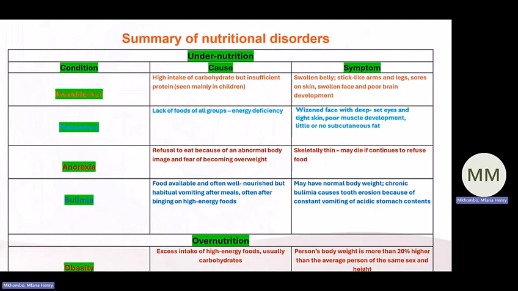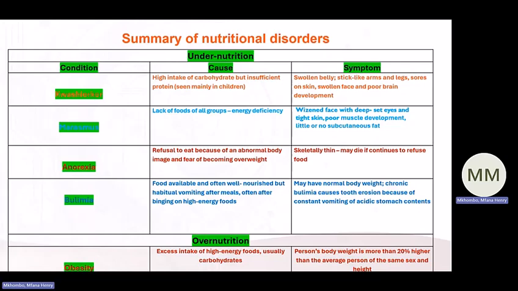The other one is marasmus. The cause of marasmus is lack of foods of all groups. So this is a complete deficiency in food. One will have a wizened face with deep-set eyes and tight skin, with poor muscle development and little or no subcutaneous fat. Those are the symptoms of marasmus.